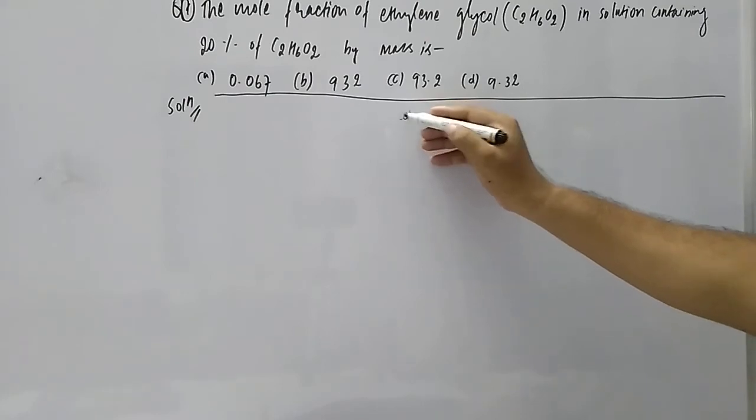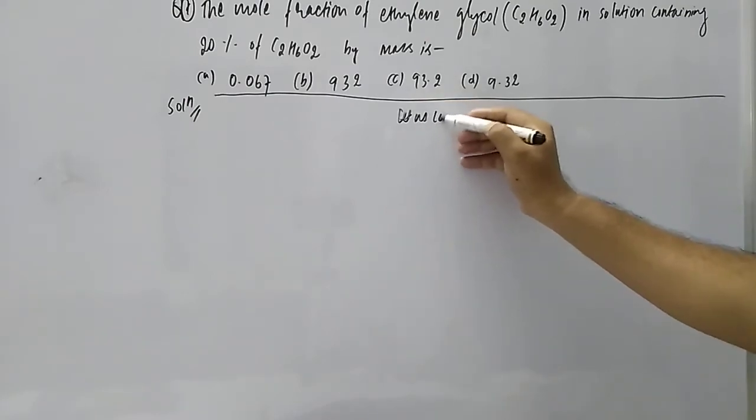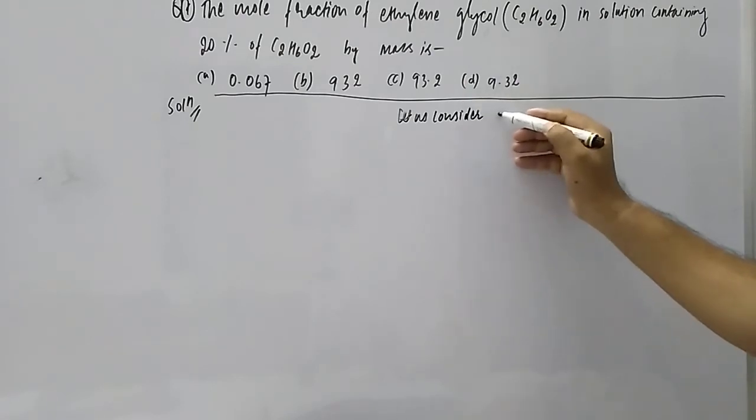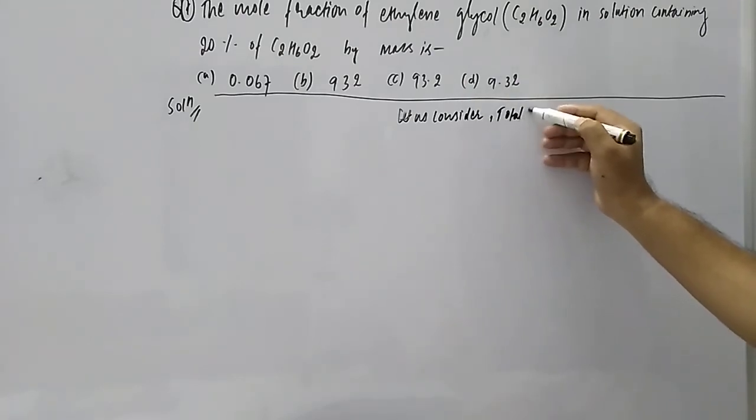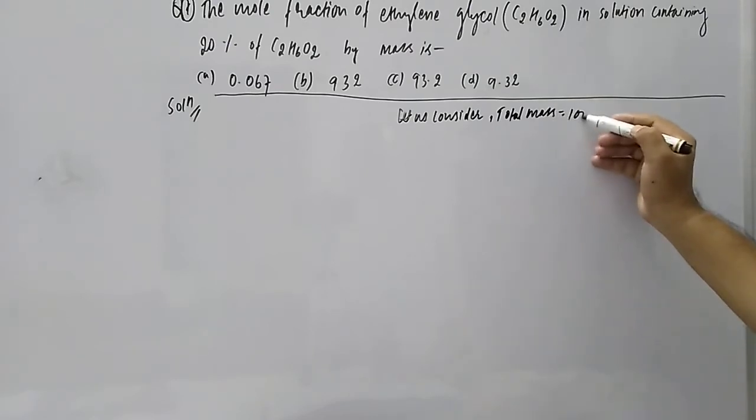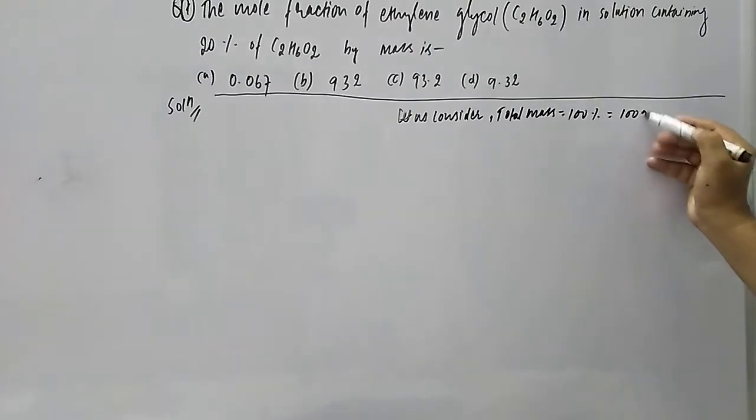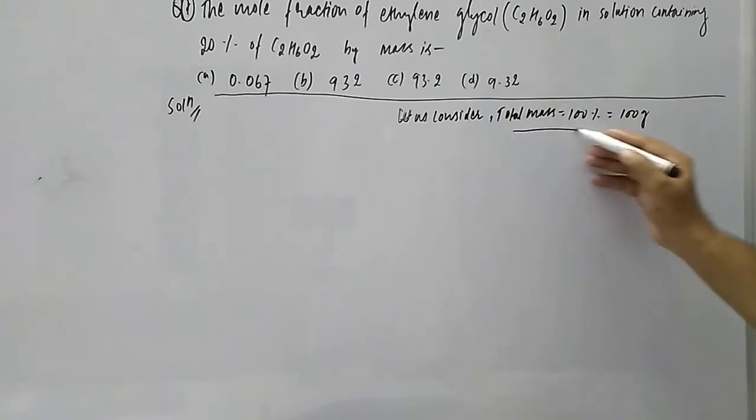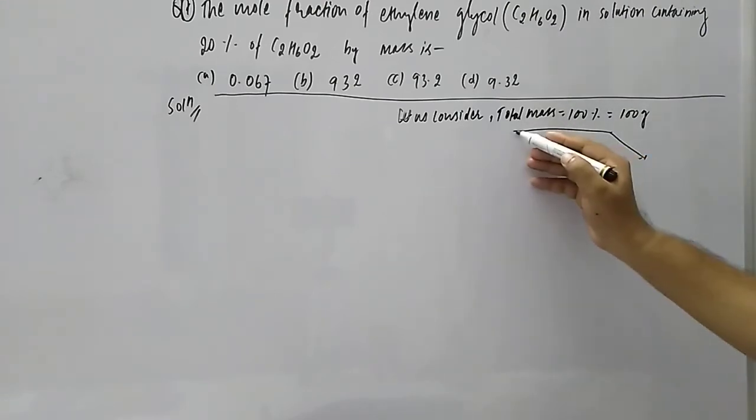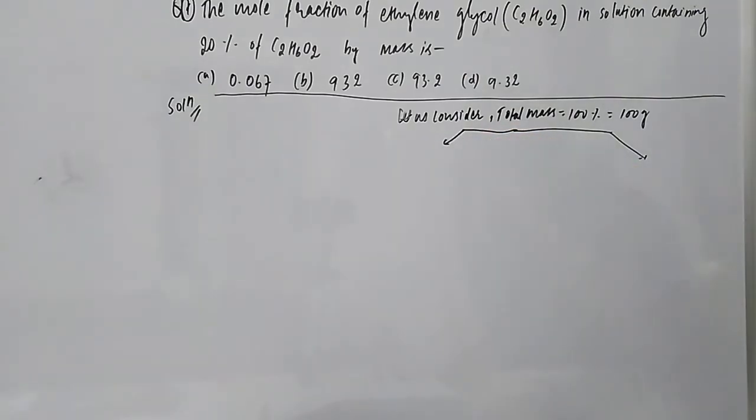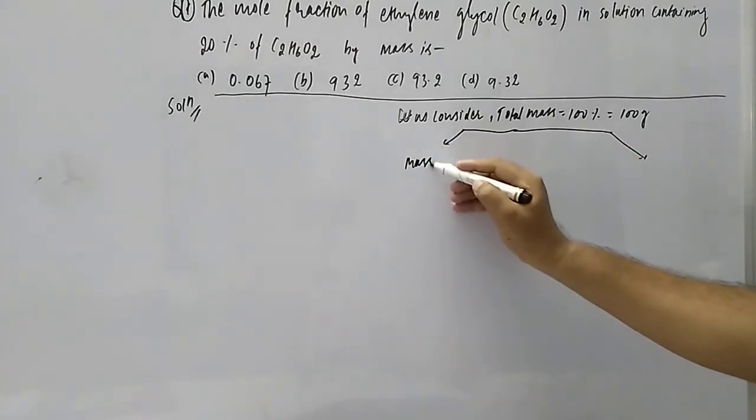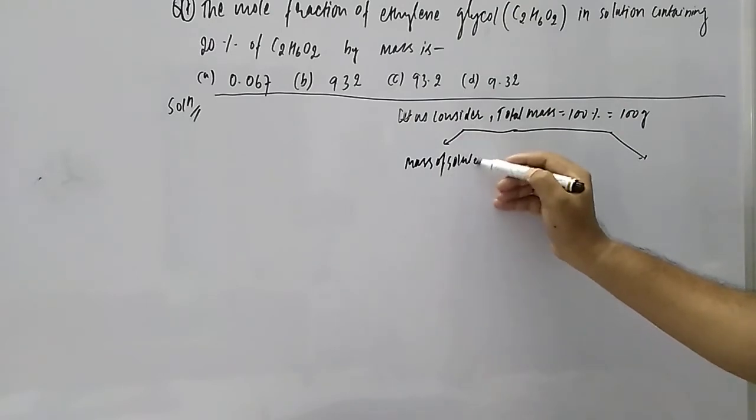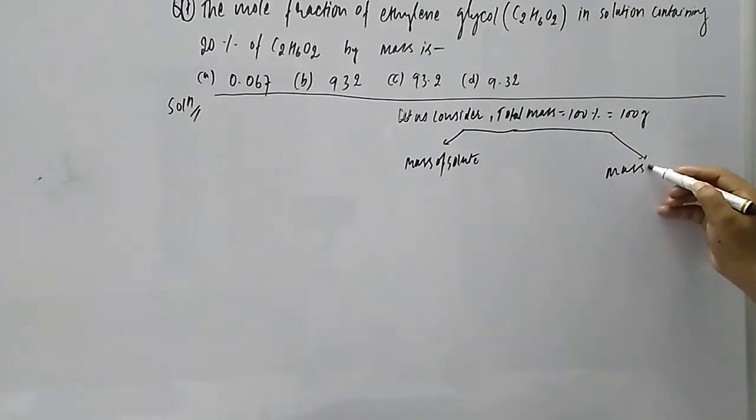Let us consider the total mass. Total mass is equal to 100%, and 100% is equal to 100 gram. Out of this 100 gram, we have to find the mass of solute first, and another is the mass of solvent. So what would be the mass of solvent, student?